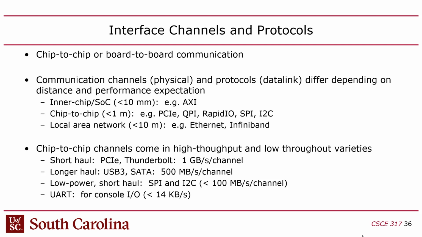So if you have components on a chip, they talk through something called AXI. That's the ARM protocol for on-chip networking communication. That's very fast, very high throughput, low latency, but it's on a chip. Then you've got chip-to-chip protocols, like PCI and QPI, that are communicating between different things on your motherboard, on your circuit board. And then local area network, where you're going from computer to computer, and that's longer distance, and you're generally going to give up some performance just because of the distances involved.